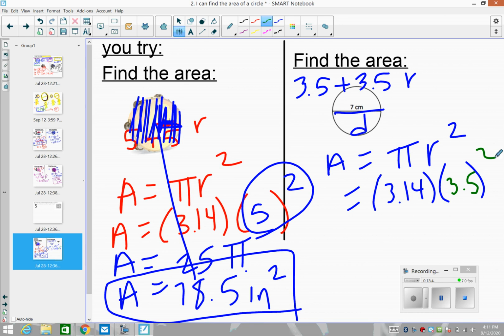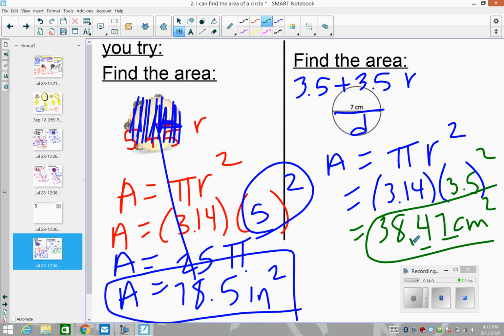3.5. I better type that in again because something looks a little messy there. And we end up with 38.47 centimeters squared, and I rounded it. I just took the first 2 digits. I'm going to type that in one more time because something seems goofy to me. Oh, we got it. So that is the area or the space inside the circle.